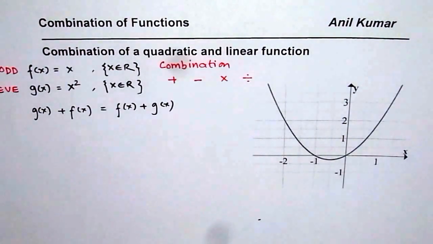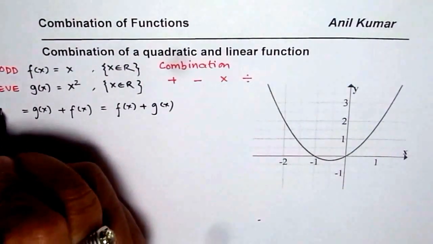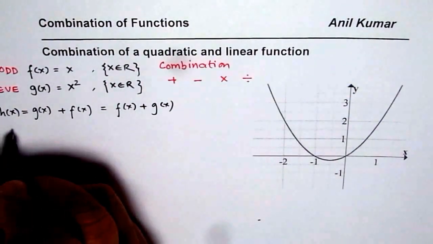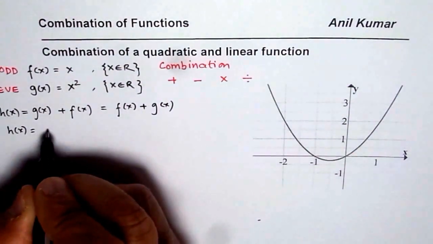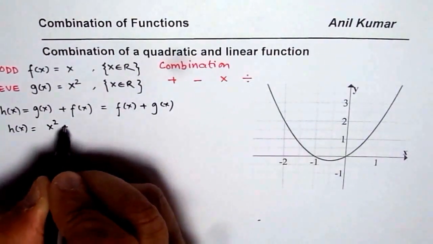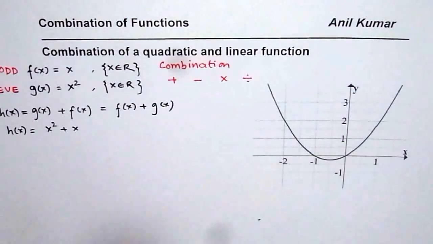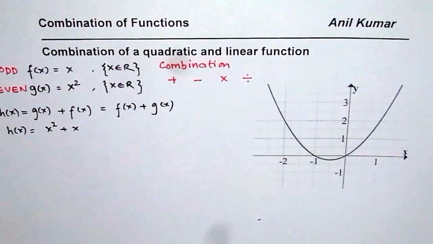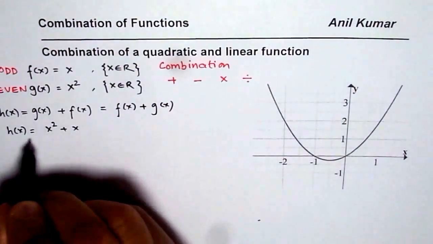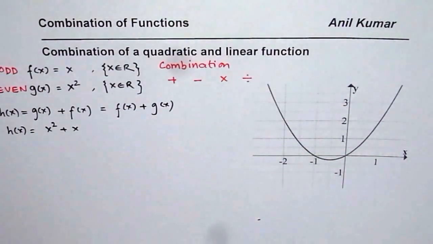That is the first test which we should do, right? So let us check. Let us say we combine them and we form the function h of x. Now we will check what h of x is. Basically it could be written as x squared plus x. Now if I'm trying to check for even or odd, how can we find whether it's even or odd? We have to really check for h of minus x.